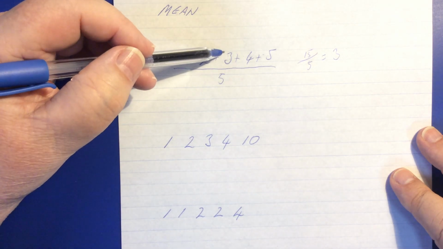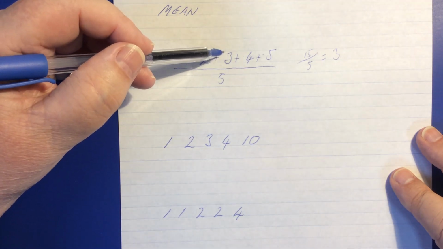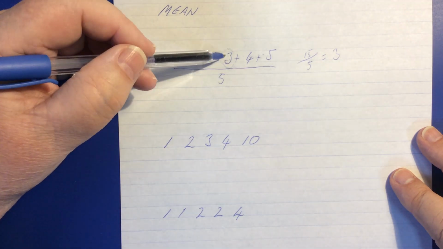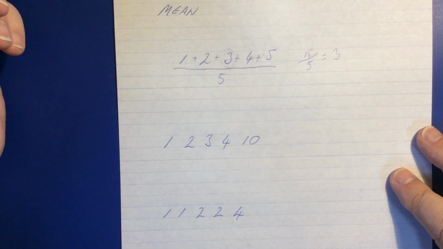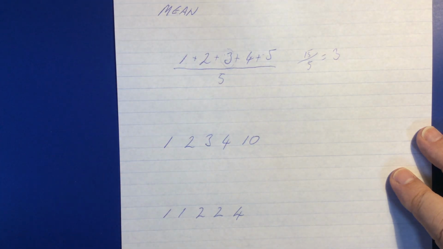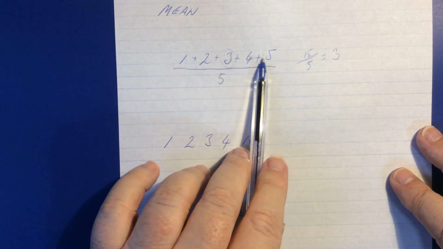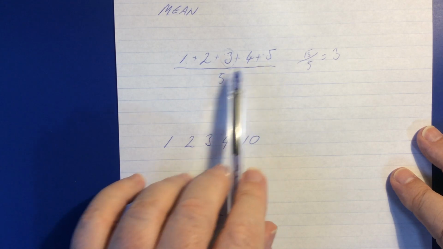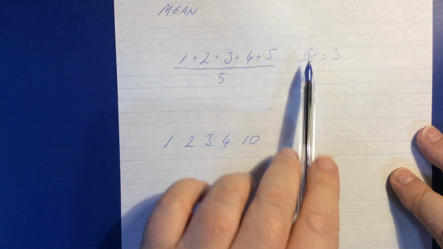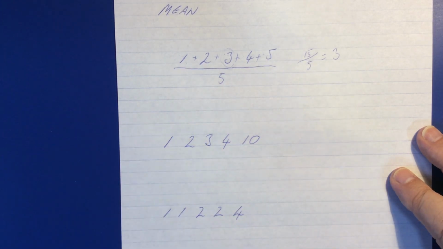Now, it's coincidental that the median is also 3. This is going to be the subject of another video, whether you choose means or medians to talk about a set of numbers. But just note that. Okay, so add up all the numbers, doesn't matter what order they're in, and divide by the number of numbers. 15 divided by 5 is 3.